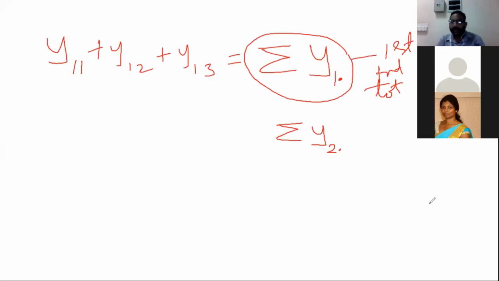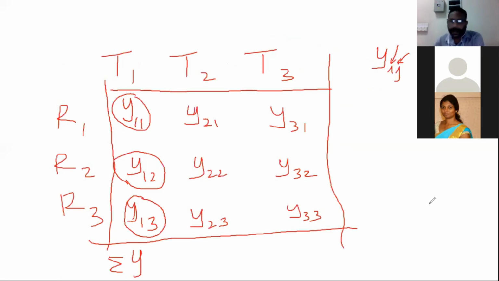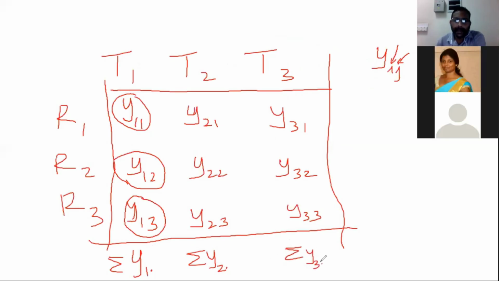All right. I'm going to change the page. Write down first treatment total. So this is summation Y1 dot. Now, can you write all this? Tell me how I can write this Y1 dot. What about summation Y2 dot? This is summation Y3 dot.